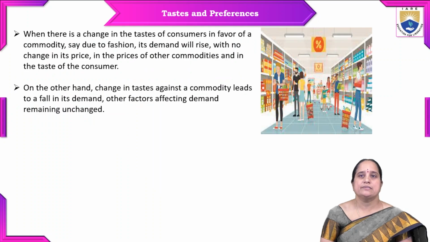Then comes taste and preferences. When there is a change in the taste of consumers in favor of a commodity, say due to fashion, its demand will rise with no change in its price, in the prices of other commodities, and in the taste of the consumer. On the other hand, a change in taste against a commodity leads to a fall in its demand, other factors affecting demand remaining unchanged.